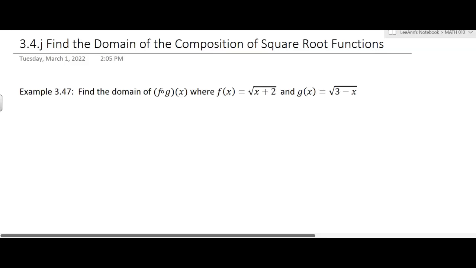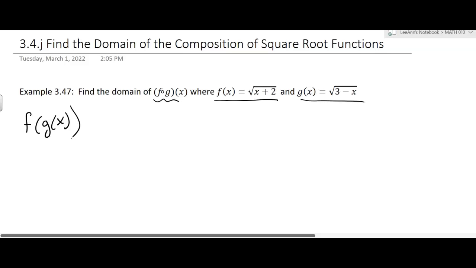Okay, so here we have square root functions. We have f of x being the square root of x plus 2, and g of x being the square root of 3 minus x. And we're doing a composition, f composed g of x. So we want f of g of x, and we're trying to find the domain.